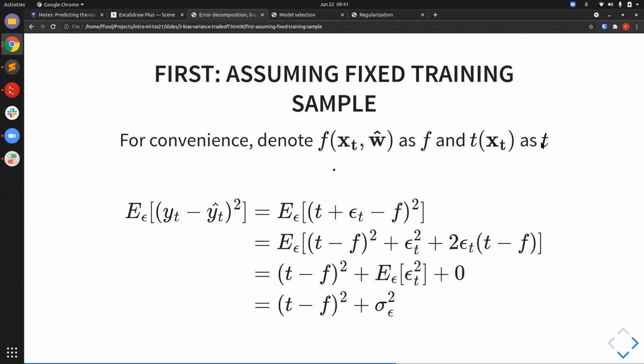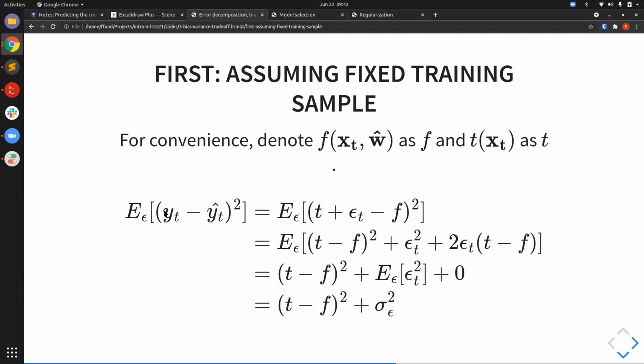And I'm denoting it as T, the output of the true function for the test point. Remember that the Y sub T, the true value of the test point, is equal to T plus some epsilon. And then our prediction is equal to the output of our model F. So we have F of xt for our parameter estimate W hat is Y hat of T. The T subscript here denotes that it's for the test point.